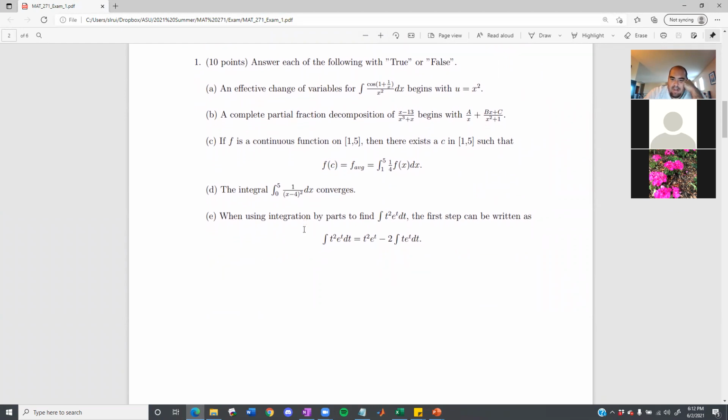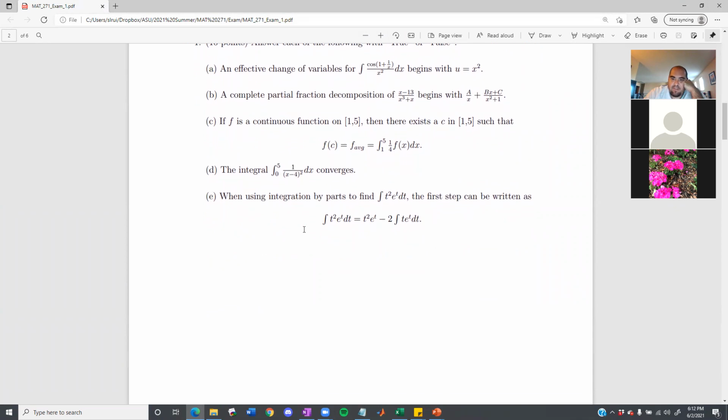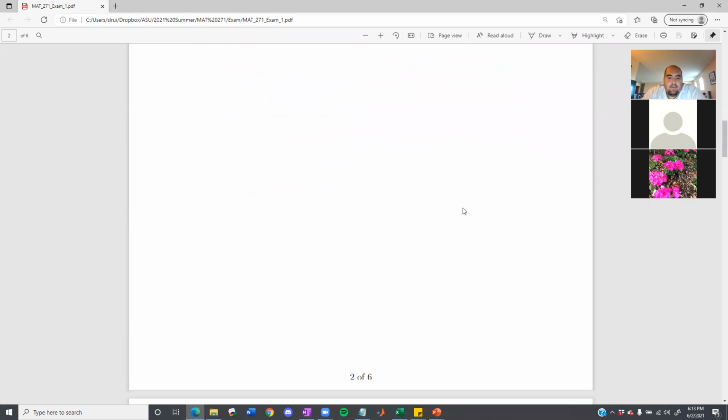E actually comes out true. So if you were to set up the first step in integration by parts, then that is an acceptable first step, if you choose u equals t squared and dv equals e to the t dt.